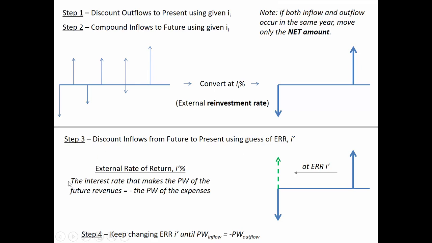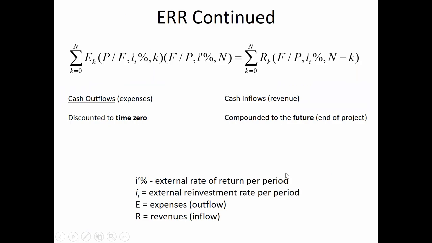So the external rate of return is the unknown interest rate that makes there be a balance between the inflows and the outflows when everything's taken to the present. Here's the formula that shows the same thing that I just talked about, but I guess that's probably the most confusing way to try and sort it out.